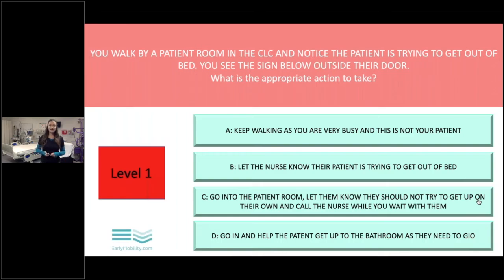The correct answer, I think you would all agree, is C. You go into the patient room. You know just by that level 1. Now, if it said a 2 or a 3, your action would be the same. It would only be if it was a level 4, independent, and you saw the patient trying to get up on their own. If you saw a level 4, you wouldn't necessarily worry. But if they're 1, 2, or 3, you know that patient is at risk for falling if they're getting up by themselves.